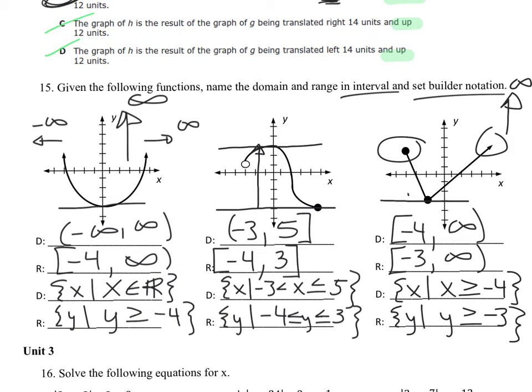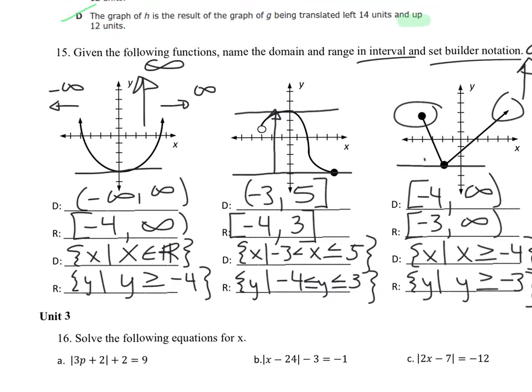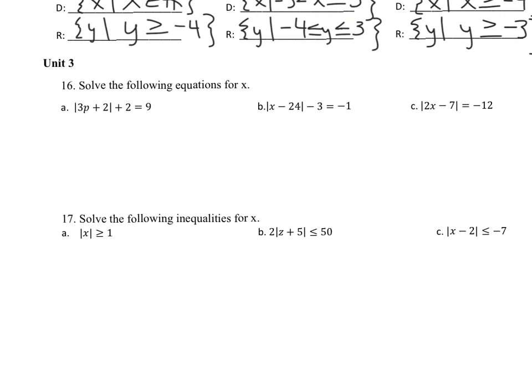Good. Okay. Now, let's go ahead and take a look at number 16, okay? This is Unit 3. Now, Unit 3 was all about the absolute value, okay? We're going to go ahead and have to go through the process of solving for x, or p in this case, all right, when you have an absolute value. Now, the first thing you have to do is isolate the absolute value, right? You got to get it by itself, nothing around it. So what should we do first with that plus 2?